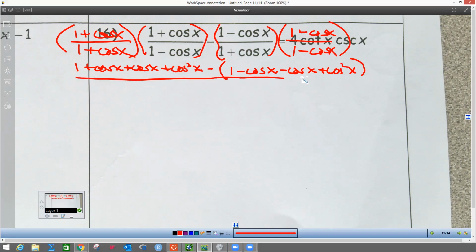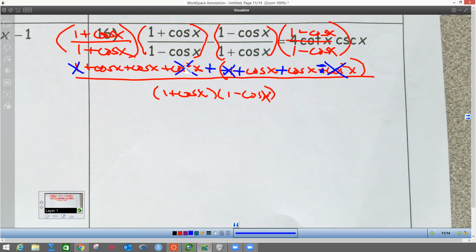Now on the bottom, I've got the common denominator of 1 plus cosine x times 1 minus cosine x. Okay, so on the top, I'm going to distribute this negative sign. So when you distribute it, this becomes a plus, that's a minus, that's a plus, that's a plus, and this is a minus right here. That's a minus cosine squared. So when I add like terms, this one and this negative one cancel. This cosine squared and this negative cosine squared cancel, and I'm going to have 1 cosine plus 1 cosine plus 1 cosine plus 1 cosine gives me 4 cosine x.